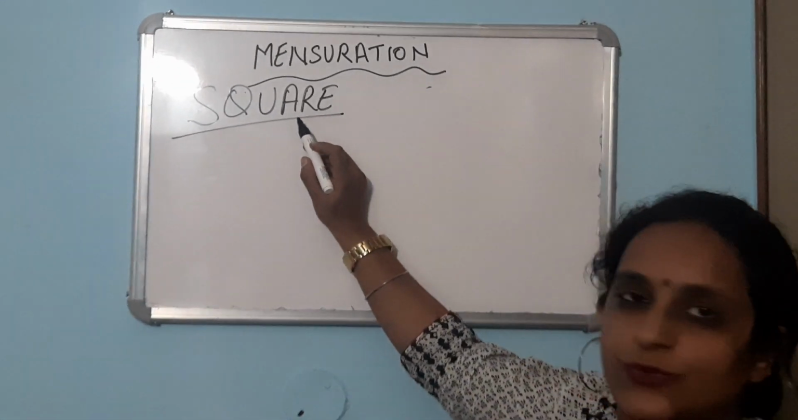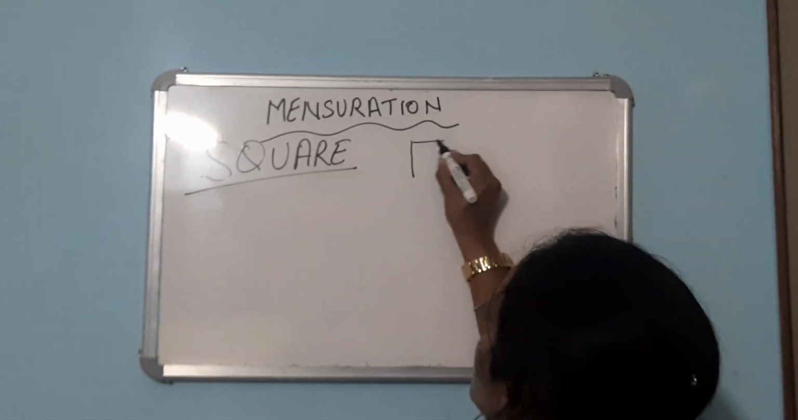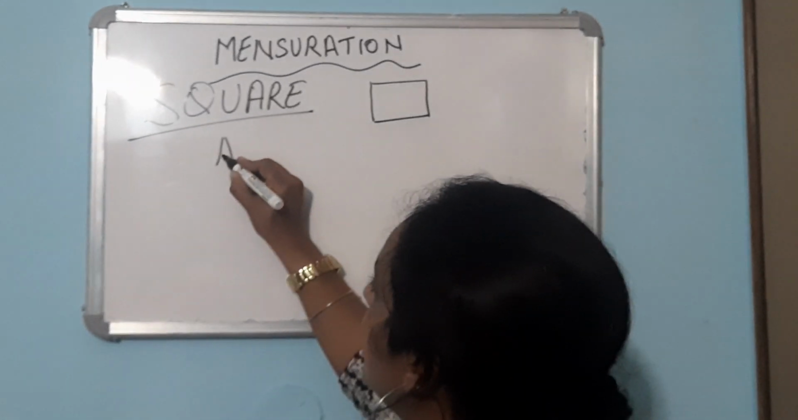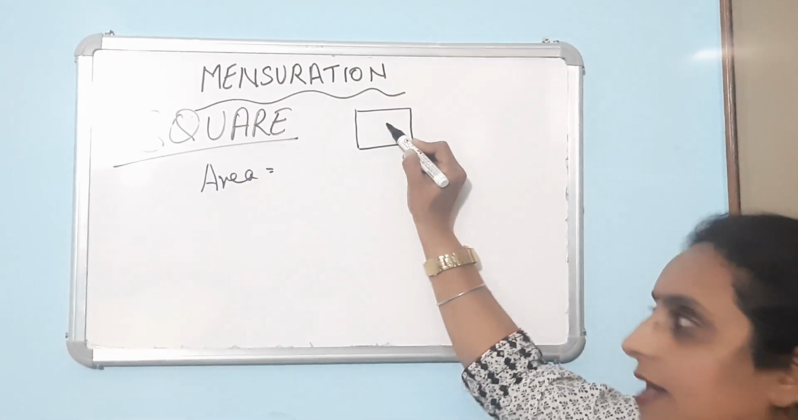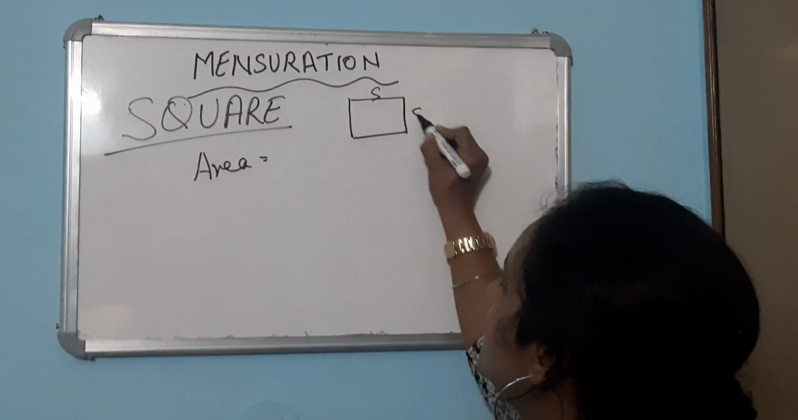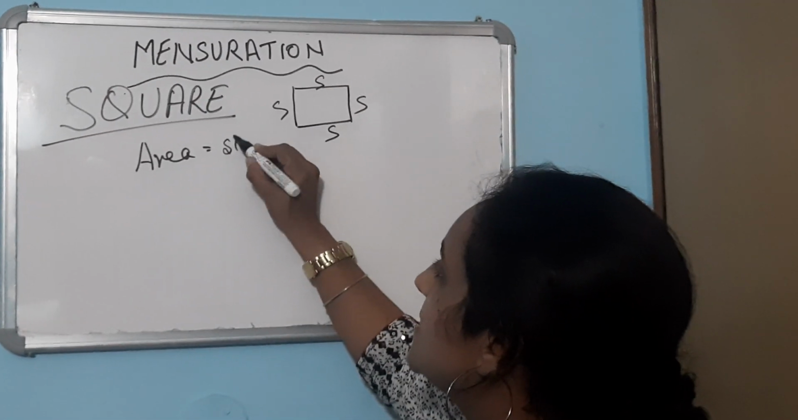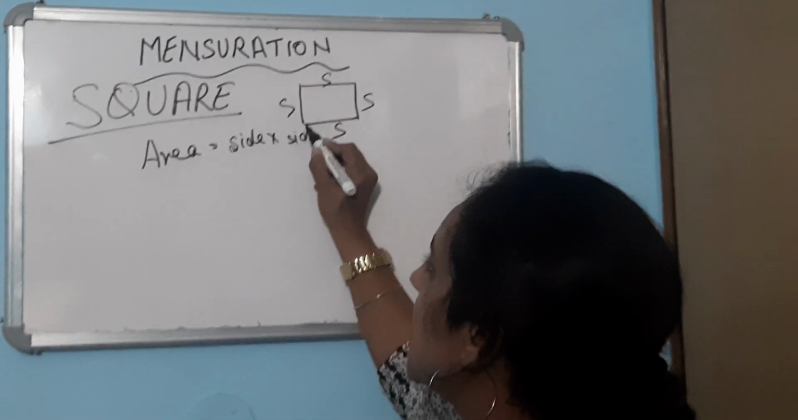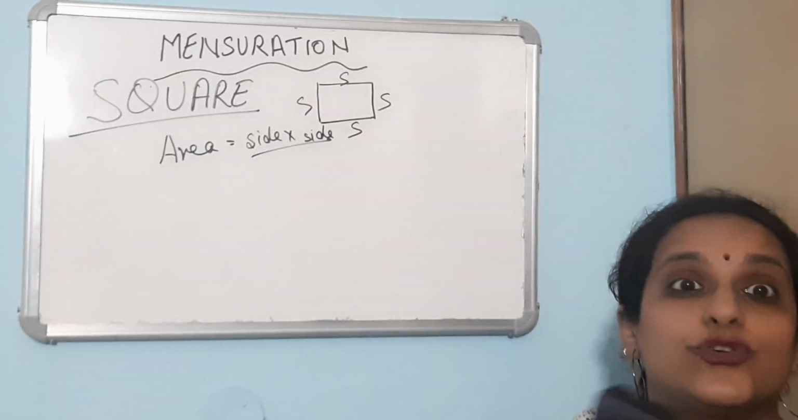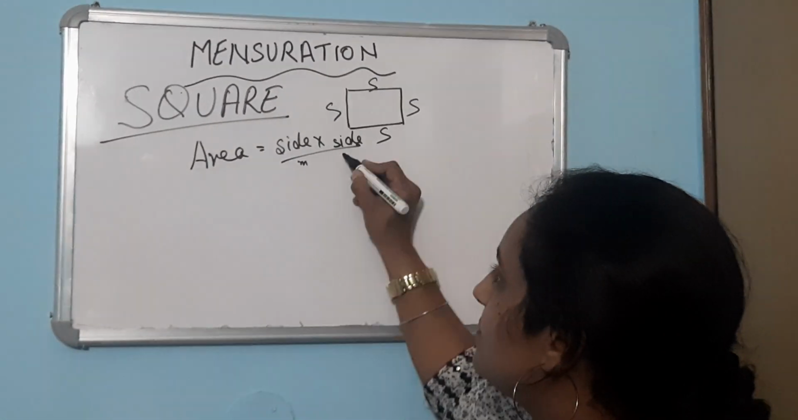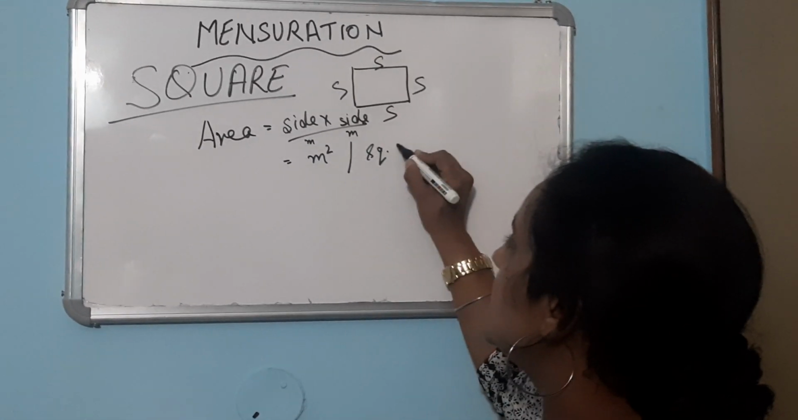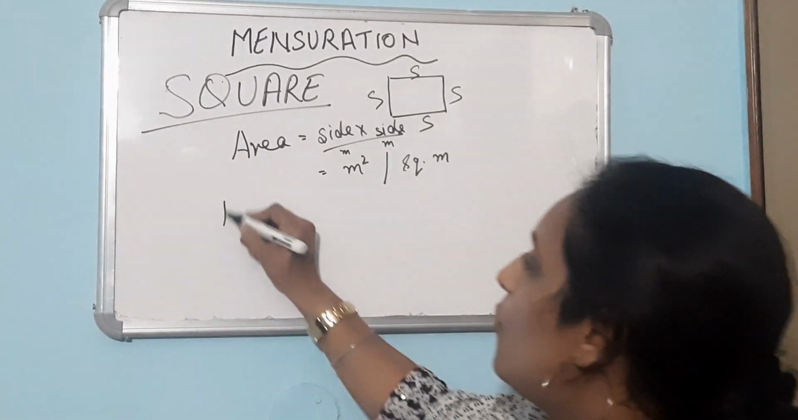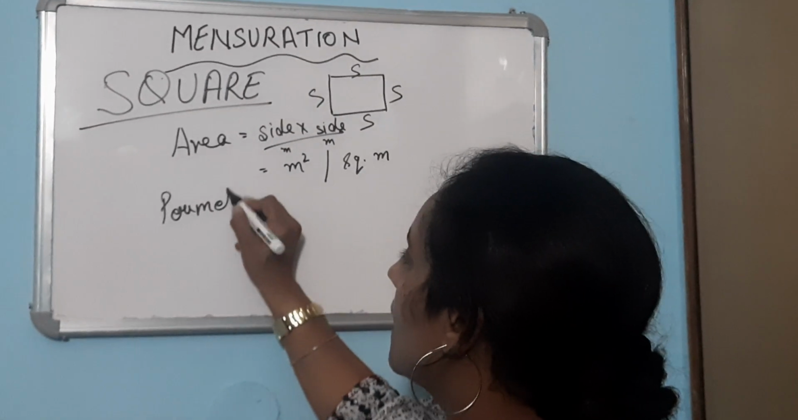Okay, I'm going to start with the square. I told you what is a square. A square is a quadrilateral whose all sides are equal. Now what is the area? As I told you earlier, area is a space that is enclosed within the square. So if I take all these sides as S, the area is side into side. Now comes the point, what is the unit of area? Suppose the side is in meter, so the unit of area is meter square, or we can write it as square meter.